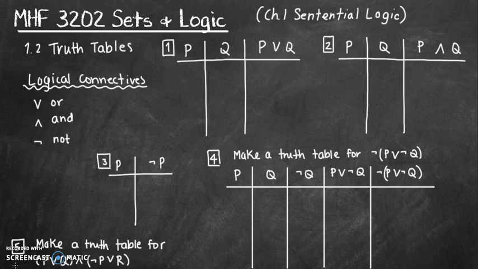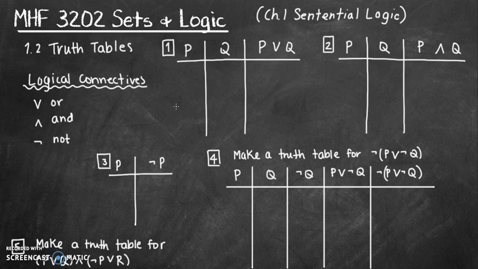In section 1.2, we will learn about truth tables. They're just tools, like training wheels, to help you understand what happens when we put together all of the logical connectives that we learned in section 1.1. So to review, these here are our logical connectives: and, or, and not.